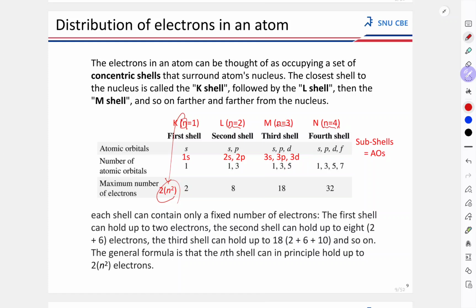If you apply n equals 1 into this equation, you can rationalize the maximum number of electrons in this shell. For the second shell, 2 times 2 squared gives you 8. 2 times 3 squared gives you 18. 2 times 4 squared gives you 32. And this is the maximum number of electrons.